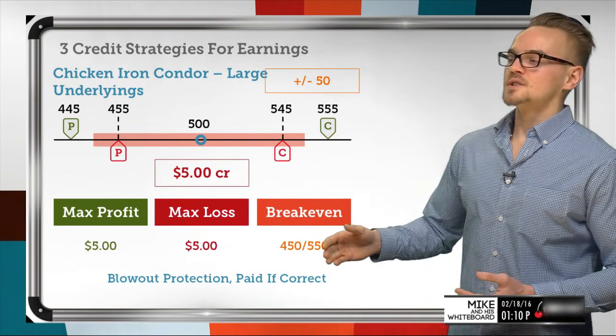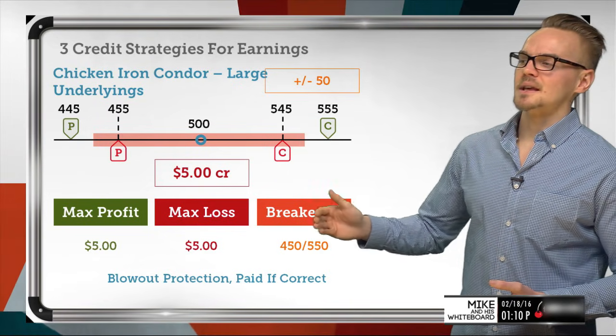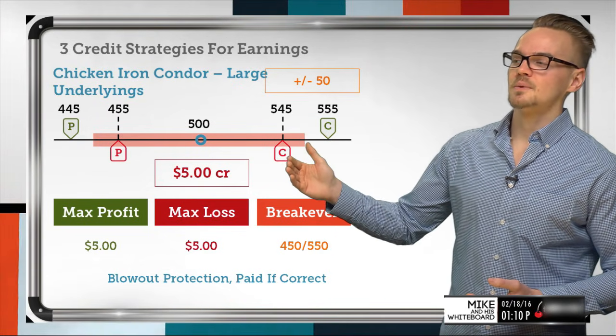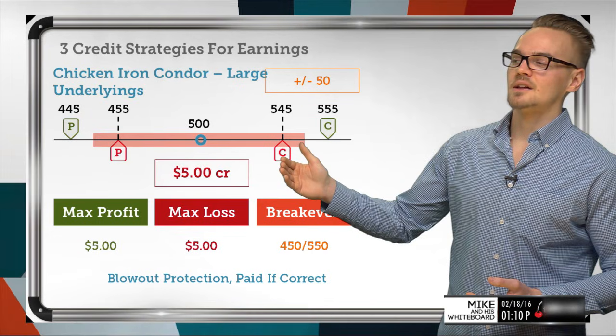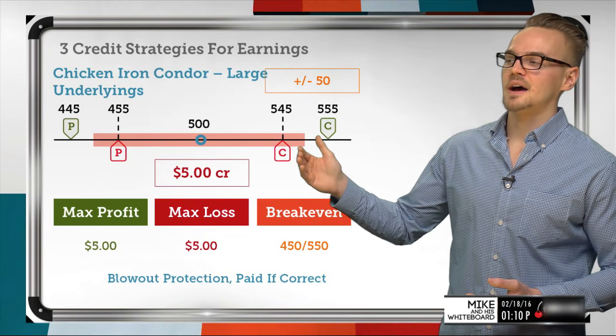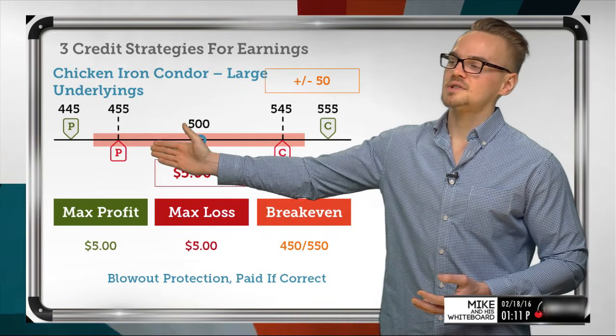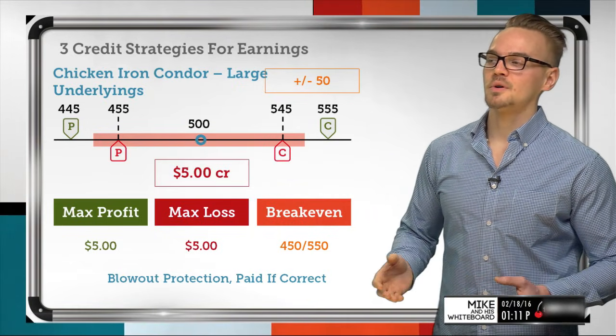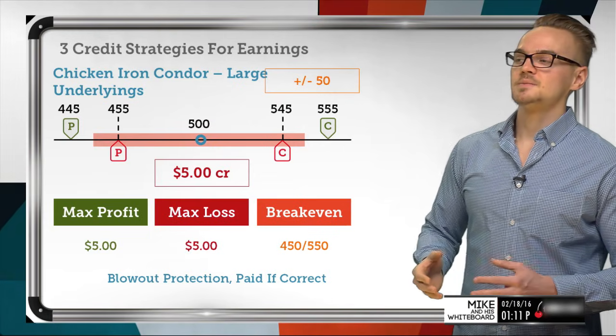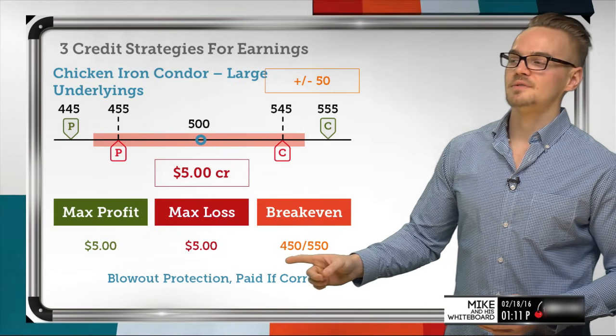So the break-evens, as you can see, since I'm collecting $5, you just add the $5 to the call side up here from 545. That brings us to 550. And on the downside, you would just subtract that premium from the put. So the 455 put, subtract $5, that brings you to the 450 value.